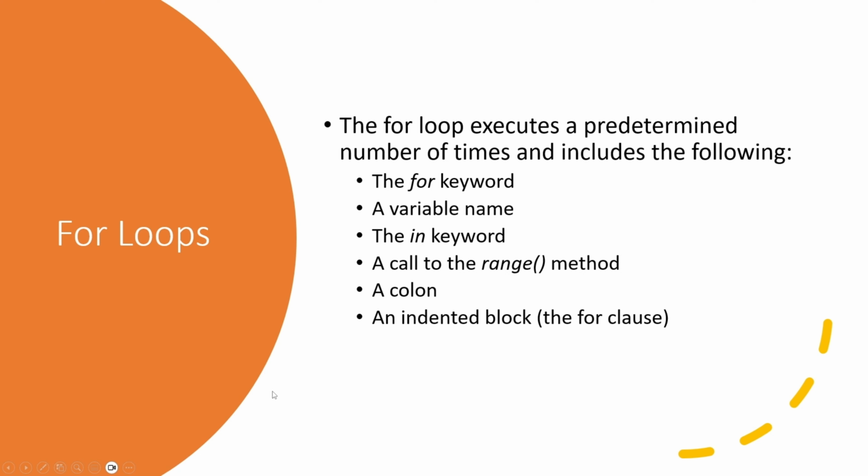The for loop executes a predetermined number of times and includes the following: the for keyword, a variable name, the in keyword, and a call to the range method, as well as a colon and an indented block for the clause.